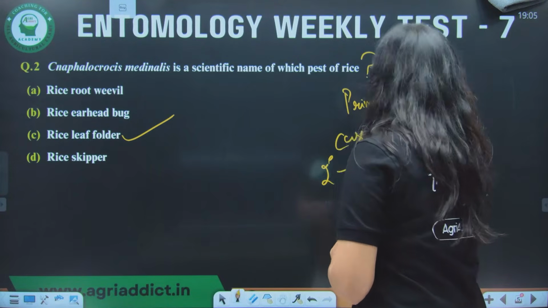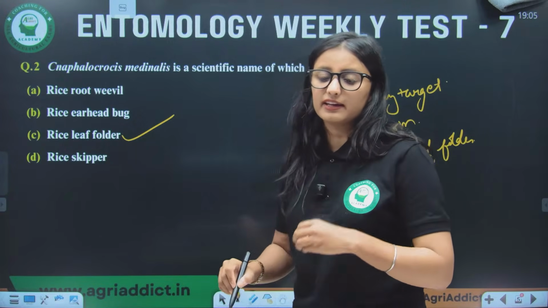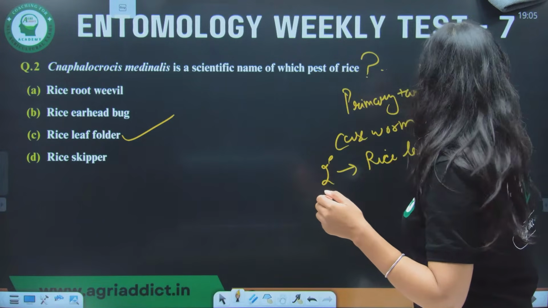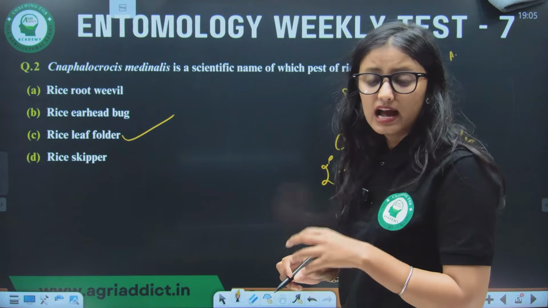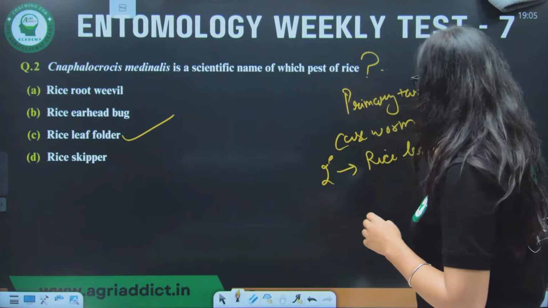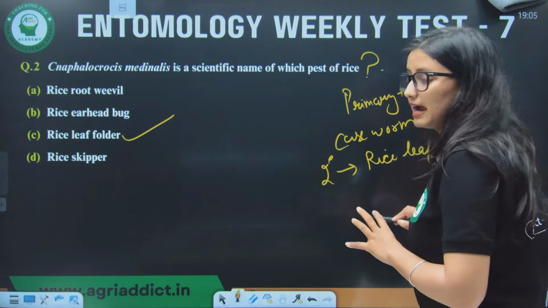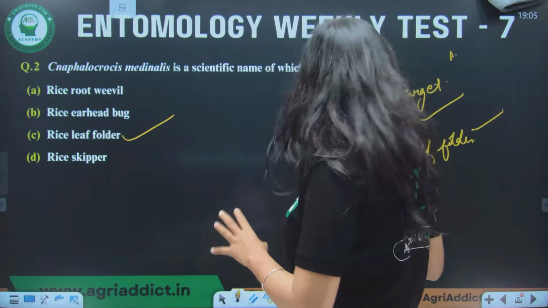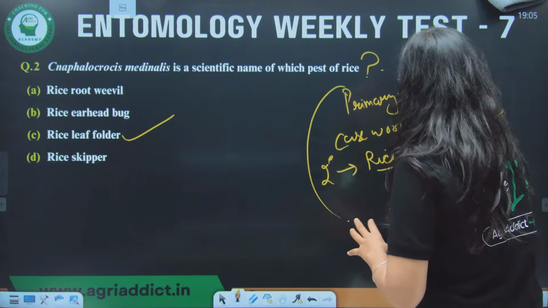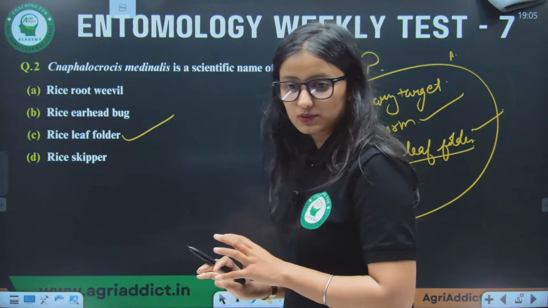If both are given in the options, and you have to pick which is correct, like A and B, B or C, then you will pick both of them. And if both are given, you will pick caseworm, and if only rice leaf folder is given and no caseworm, you will pick rice leaf folder. So is it clear? Is Arun Kumar present or not?